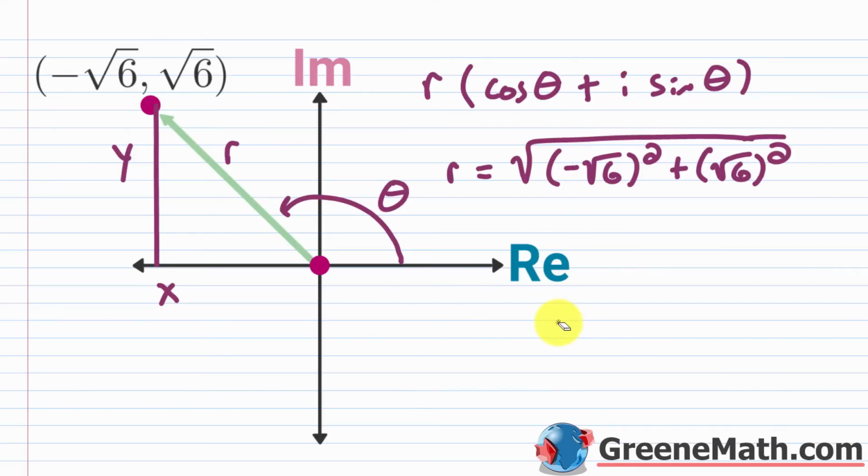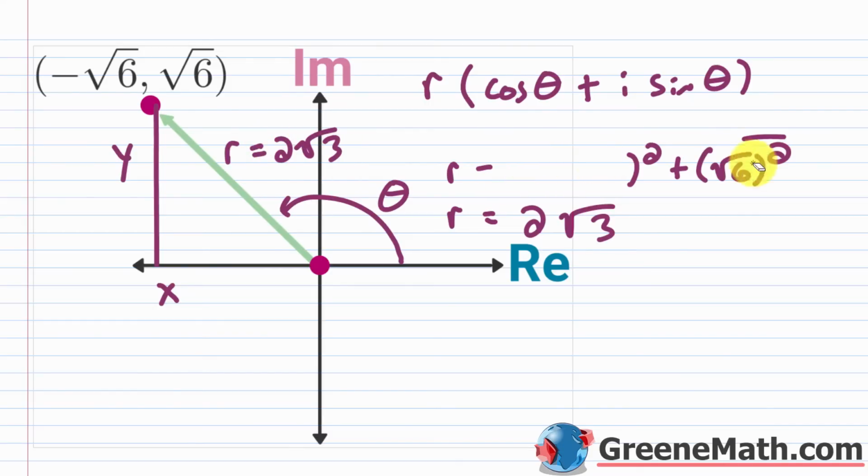Let's just go ahead and see what this is. So r is equal to the square root of the negative of the square root of 6 squared, which would be 6, and then plus square root of 6 squared, which would be 6. 6 plus 6 is 12. And 12 is 4 times 3. Okay, so 4 is a perfect square. 4 is 2 times 2. So we can say that basically this is 2 times square root of 3. So that's going to be my r value.